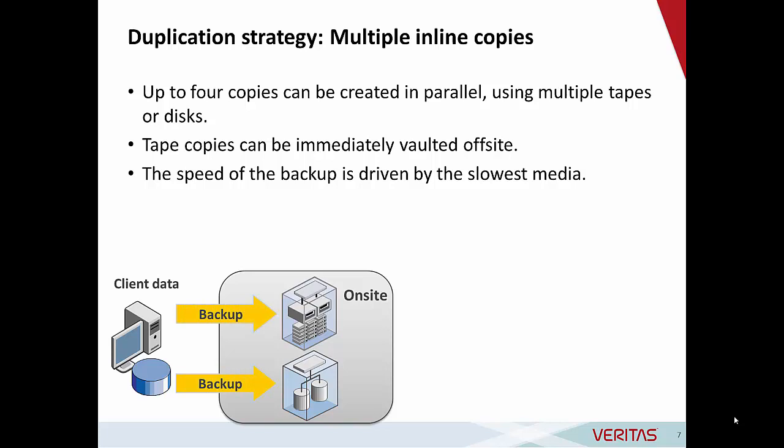Another strategy is to make multiple inline copies. That means that rather than doing duplication after the fact, I'm simply creating multiple copies while the original backup is running. NetBackup can create up to 4 simultaneous copies using various tape or disk destinations. The advantage here is that it can make for a more aggressive recovery point because tape copies can immediately be vaulted, and disk copies can immediately be replicated as soon as the backup is done. A potential disadvantage here is that the speed of the backup will be driven by the slowest media if I'm writing to different media types.